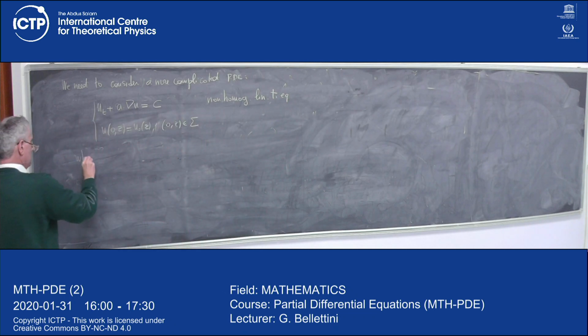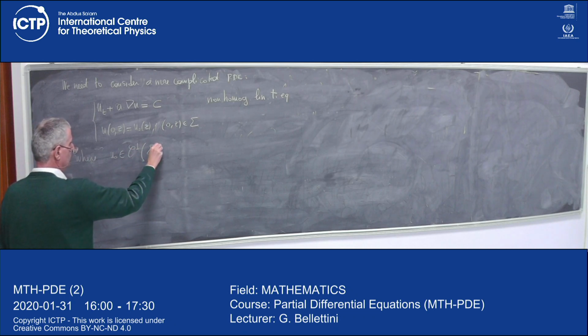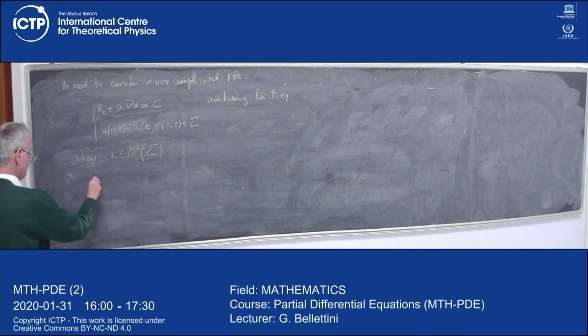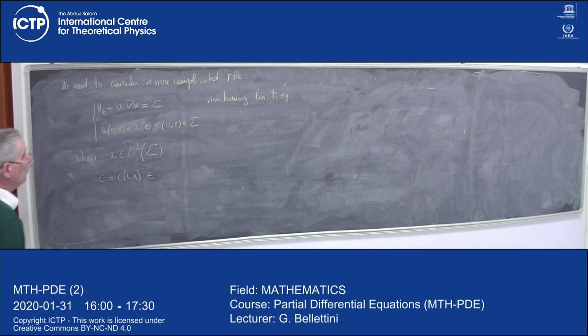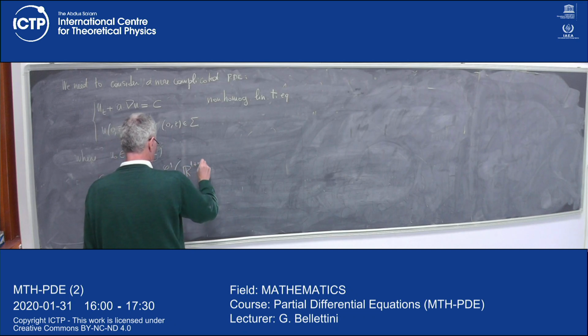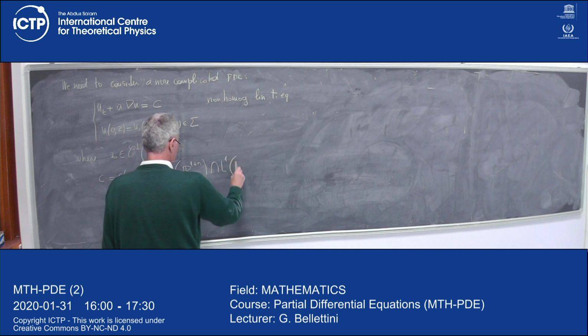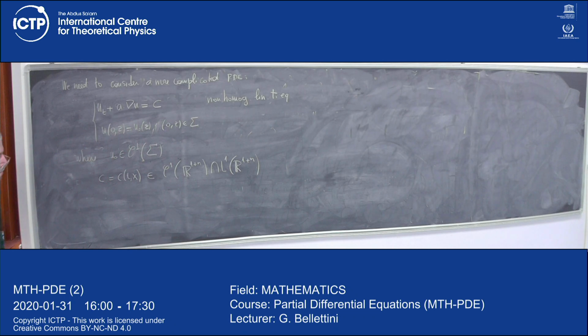Where u0, say, is in C1 sigma, and C is a function of time and space, which is supposed to belong, say, to something like this. Okay? What can we say about this sort of PDE?